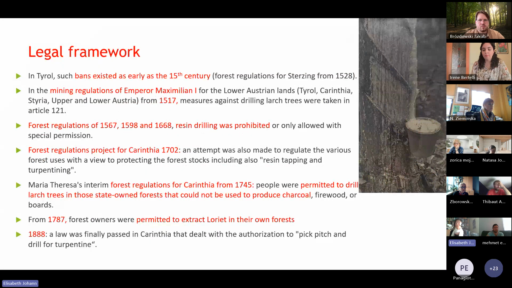There was, of course, a legal framework which wanted to regulate the harvesting and to minimize the environmental impact, and these bans were included in the mining regulations, but also in the forest regulations dating back to the 15th century. And only in the 18th century, Maria Theresia in 1745 permitted to drill the larch trees in those state-owned forests that could not be used to produce charcoal, firewood, or construction wood or boards. And in 1882, a law finally passed in Carinthia that dealt with the authorization to pick, pitch, and drill turpentine for the future.